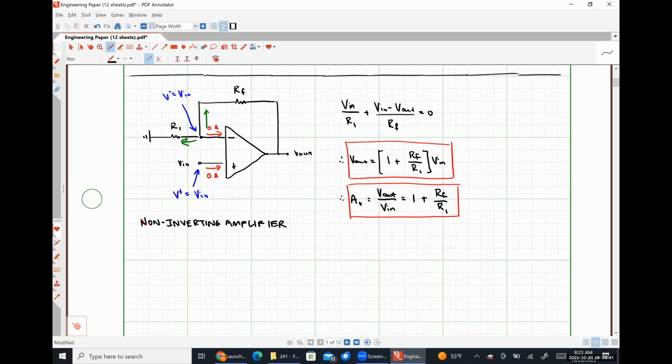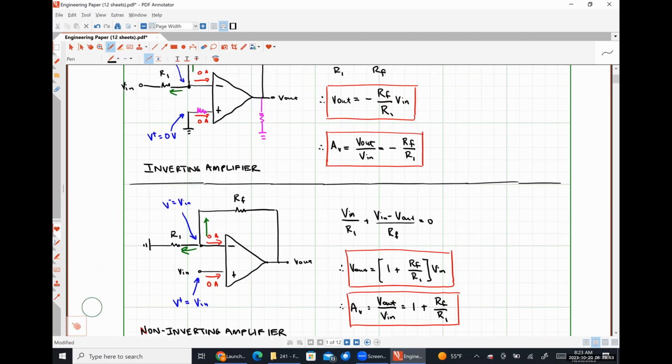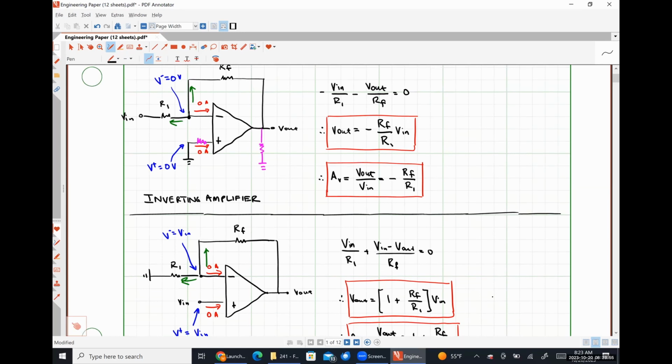So before we move on to our next circuit, I want to look at these two at the exact same time to show you a very easy way to figure out which type of amplifier you have because they are so incredibly similar. If your input signal is applied on the non-inverting side of the amplifier, you have a non-inverting amplifier. If the input voltage is applied on the inverting side of the amplifier, you have an inverting amplifier. That is all it takes to differentiate between these two things.